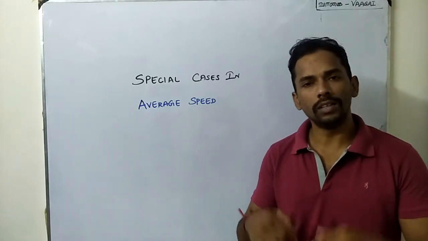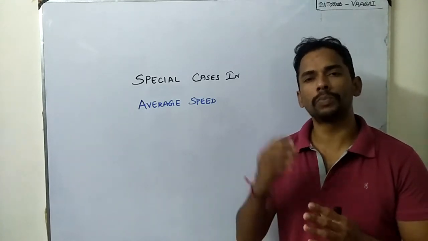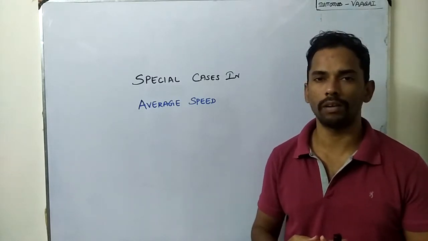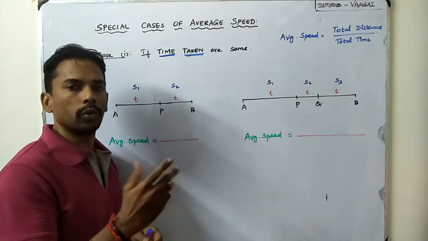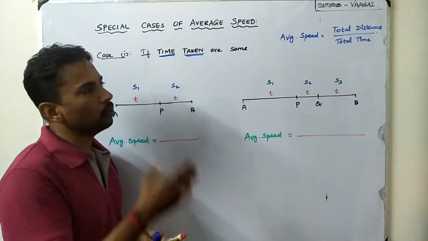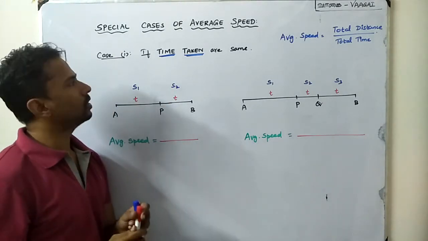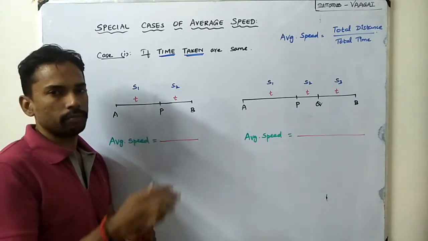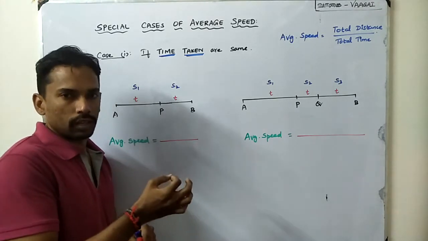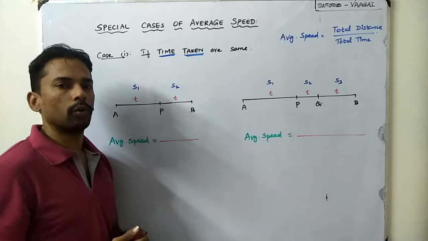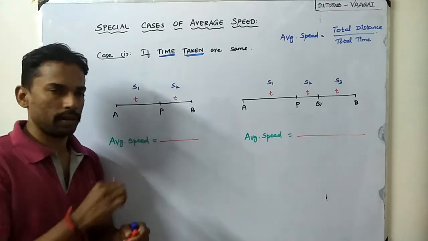And in this session, we are going to see some special cases of average speed. We have already seen the formula how to calculate average speed. Average speed is equal to total distance divided by total time. Now let's come to case 1. Case 1 is if time taken are same, that is in each part of the travel the time is going to be the same. Okay, let's take an example and apply it.